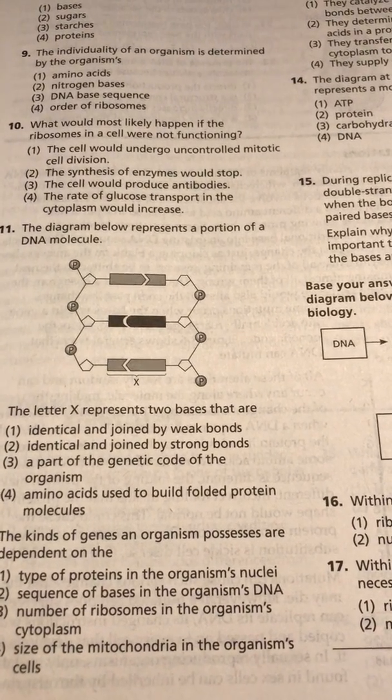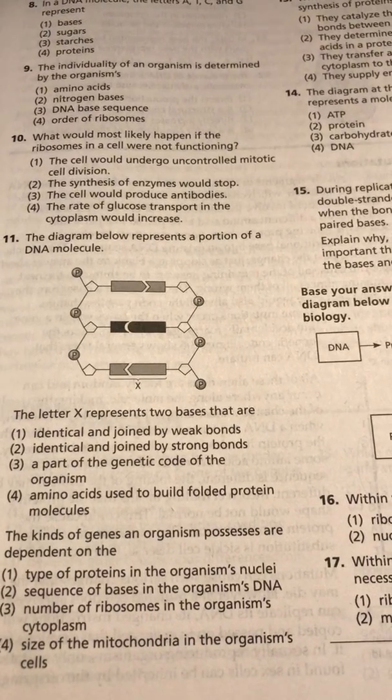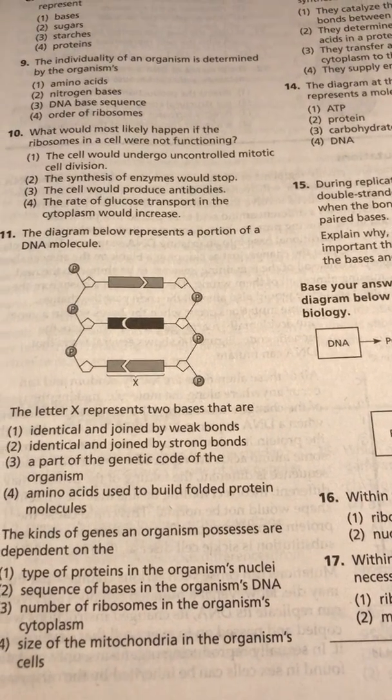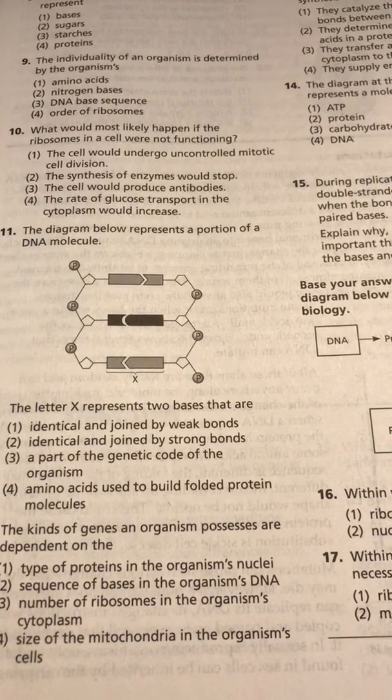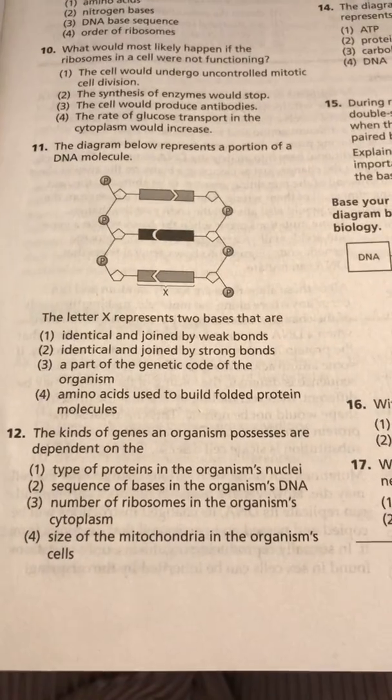1. The cell would undergo uncontrolled mitotic cell division. 2. The synthesis of enzymes would stop. 3. The cell would produce antibodies. Or 4. The rate of glucose transport in the cytoplasm would increase.